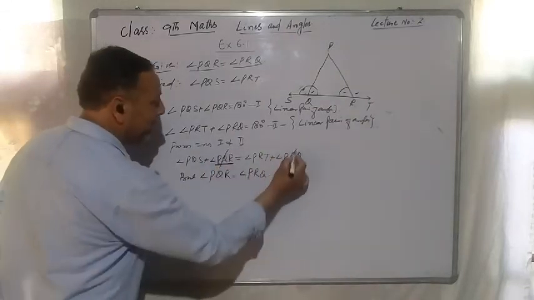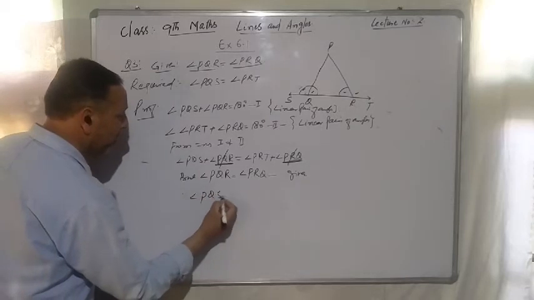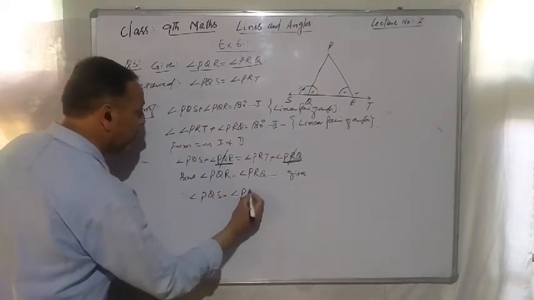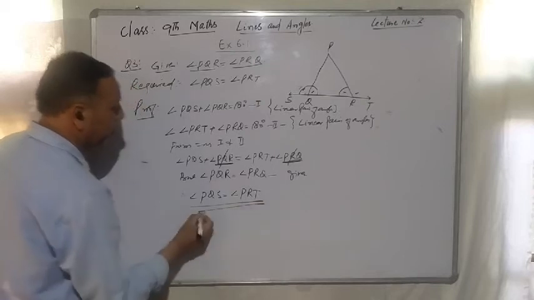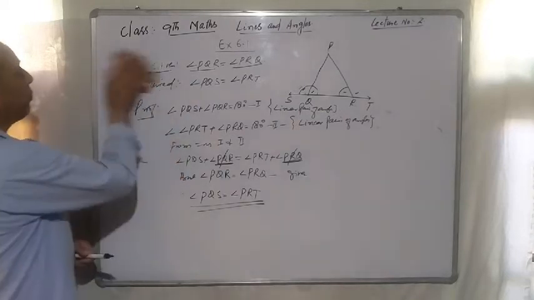So this angle and this angle go. Therefore, we have angle PQS equal to angle PRT. This we have to prove. Note it down. Let's move to another question. Question number 4.